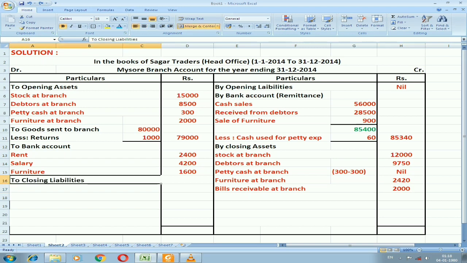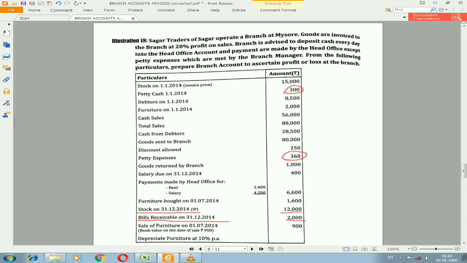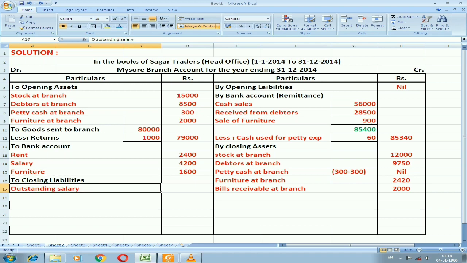Then apart from that, we don't have any closing assets, but we have one closing liability. As you can see, salary due on 31/12/2014, amount of rupees 400. So salary due is nothing but outstanding salary, that is outstanding expenditure. On the closing day we have 400.